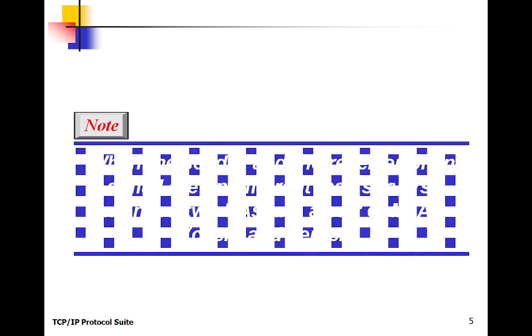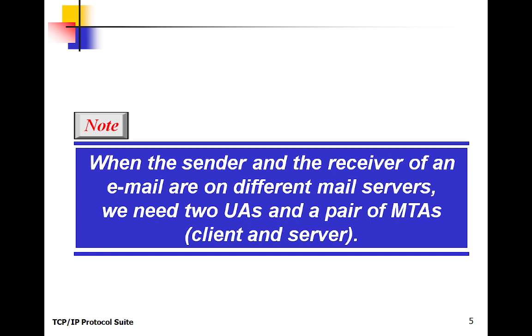So now you can see the case when the sender and receiver of an email are on different mail servers. If they are on different mail servers, then we have to follow the two user agents and two mail transfer agents.